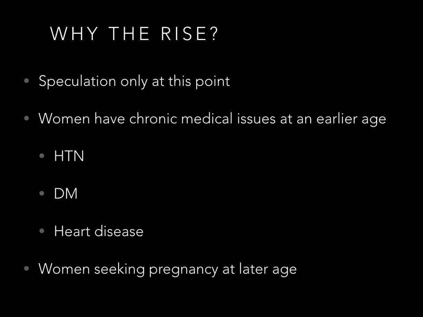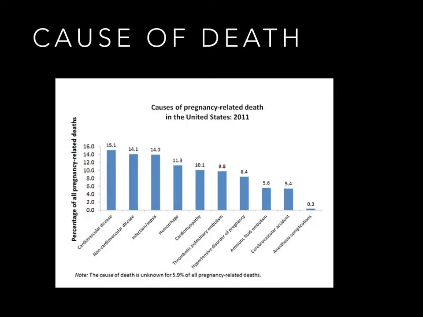Some of the thought is women are entering a pregnancy with chronic medical issues. They're developing these medical issues at an earlier age as well. So we all know that hypertension, diabetes, and heart disease is on the rise. And another issue is that women are waiting later in life to conceive. So when we saw that trend where women are getting pregnant more in their 30s than they were in their 20s, and now they have these medical complications that they're bringing to the pregnancy, that's what's attributing to the increase in the death rate, so we think. It's being researched.